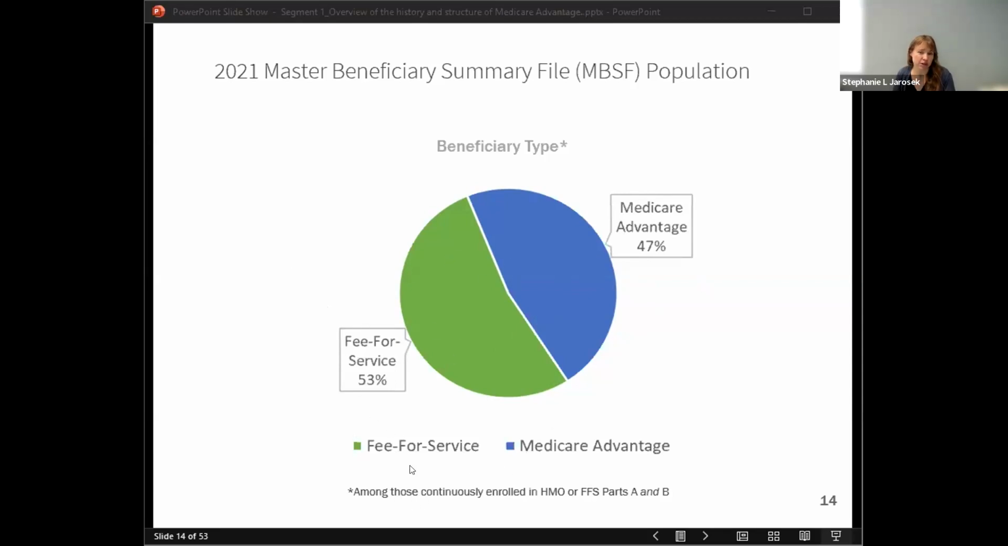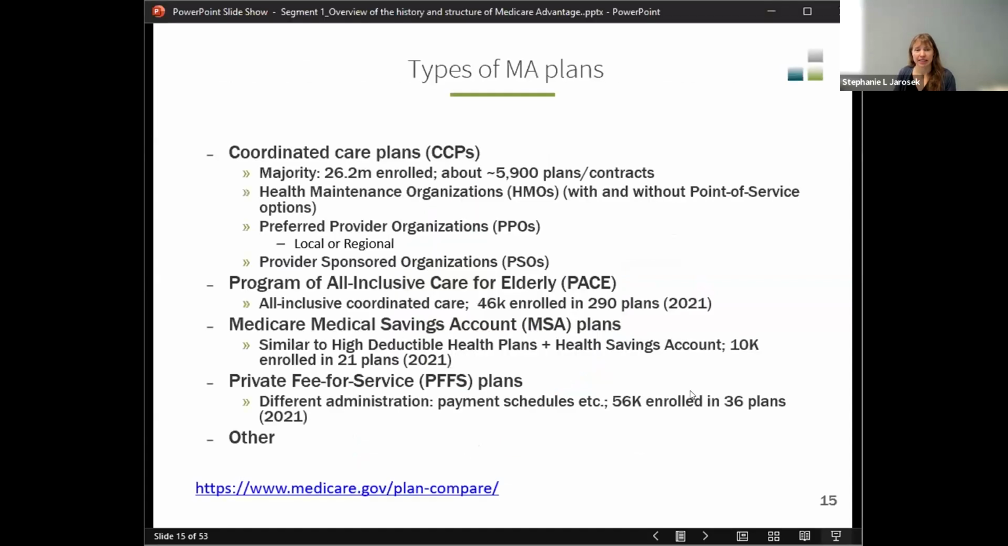In this case, we're measuring it as those continuously enrolled in HMO or fee-for-service Parts A and B. So because we have monthly benefits, you have to decide how you're going to measure things, which is one of those analytic decisions we have to make.